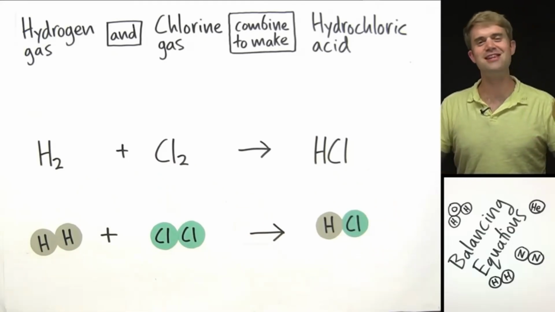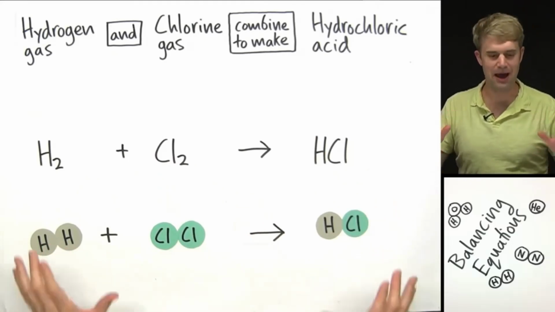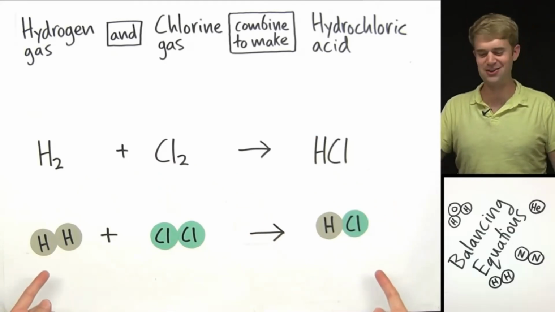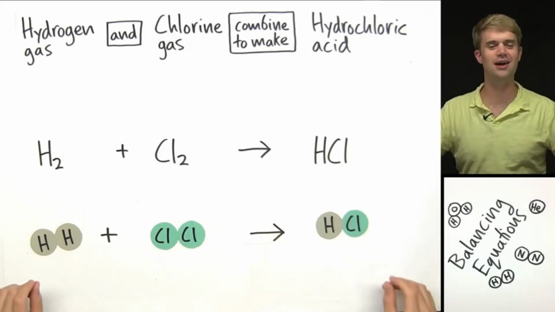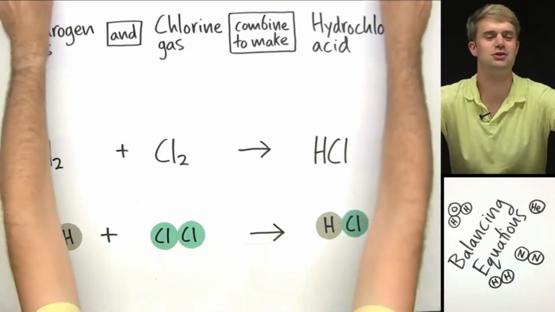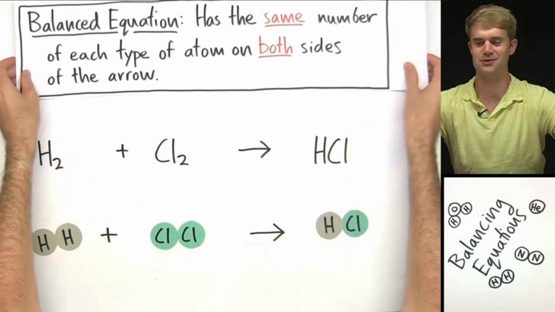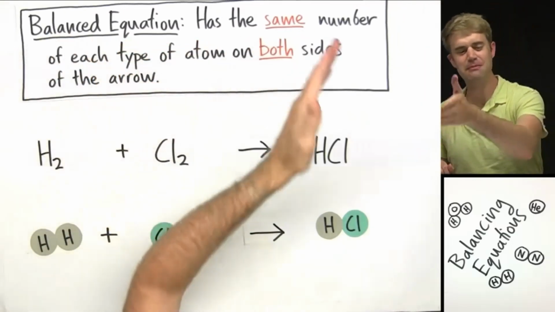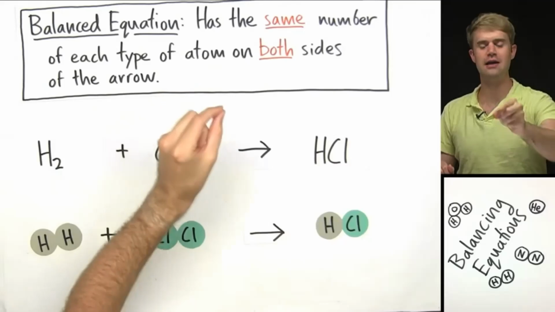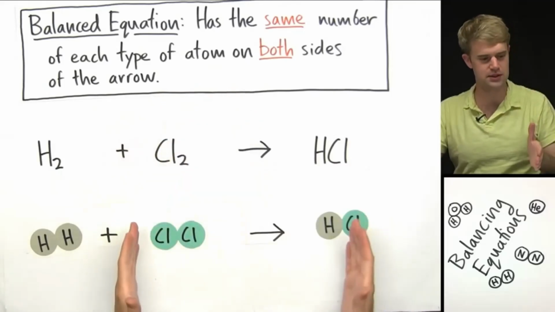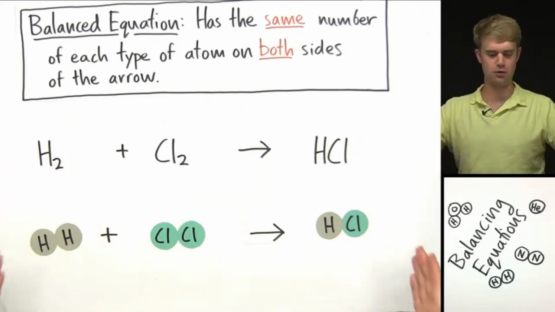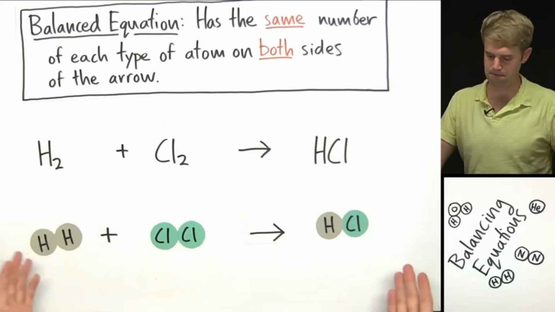Okay, so now we're going to start talking about balancing equations and balanced equations. First thing that I want to do is figure out whether this equation here is a balanced equation. So here's the definition for balanced equations. A balanced equation has the same number of each type of atom on both sides of the arrow. Okay, so keeping this definition in mind, what I have right here, is this a balanced equation?